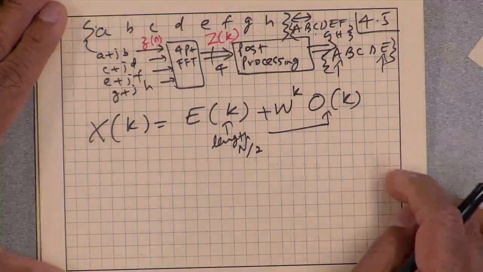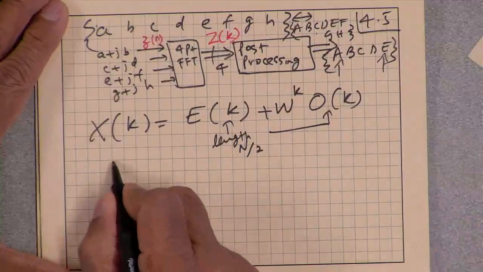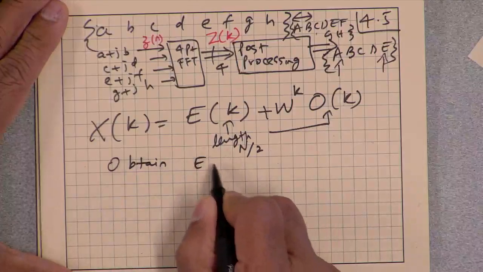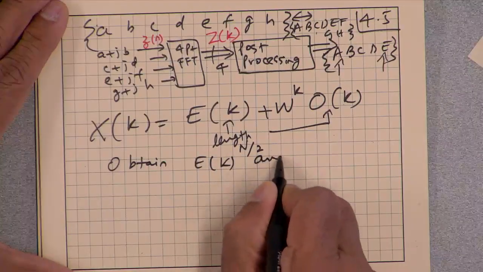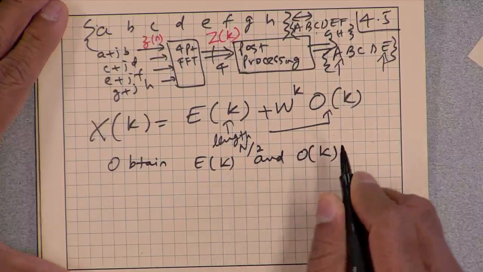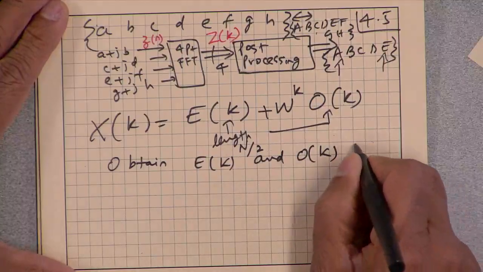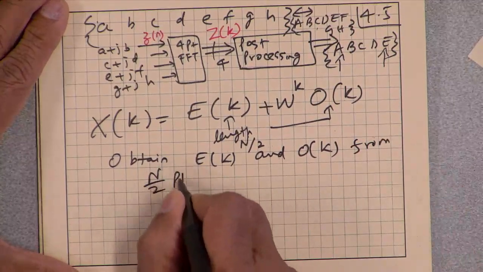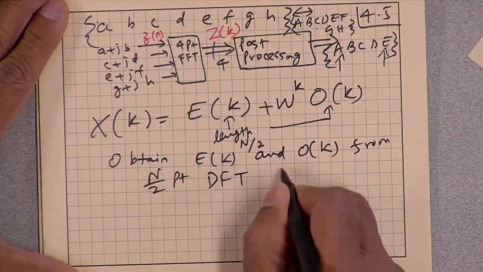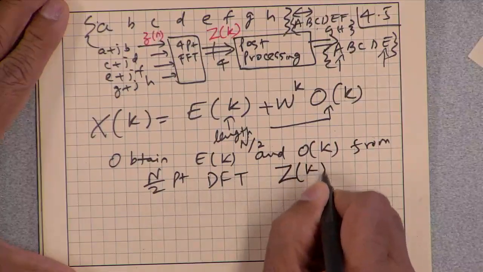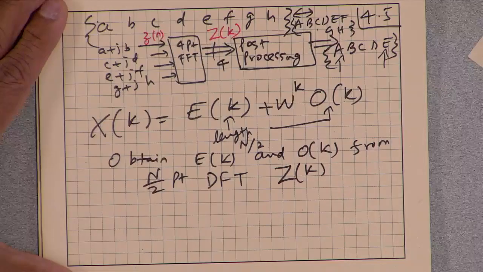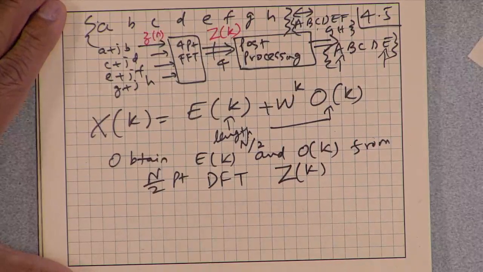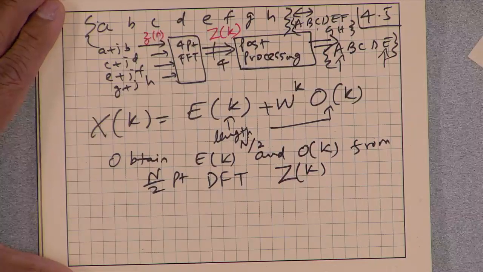How do we obtain Ek and Ok from the n by 2 point DFT Zk? I keep writing DFT because it's really the DFT coefficients. FFT is computing the DFT, that's all.